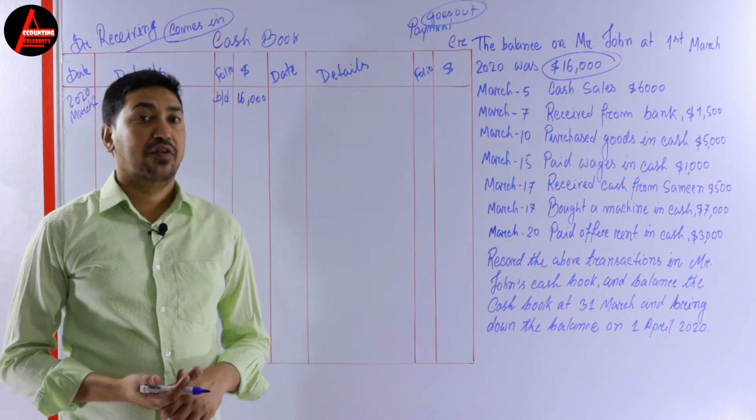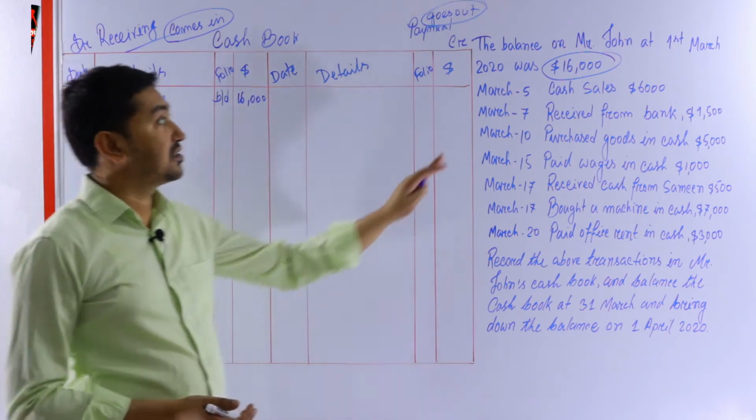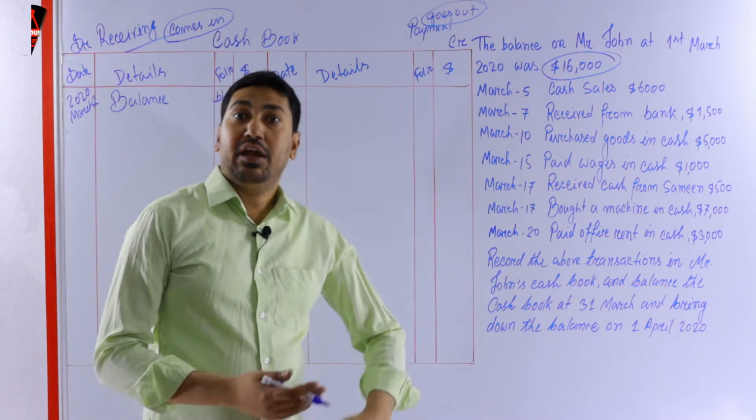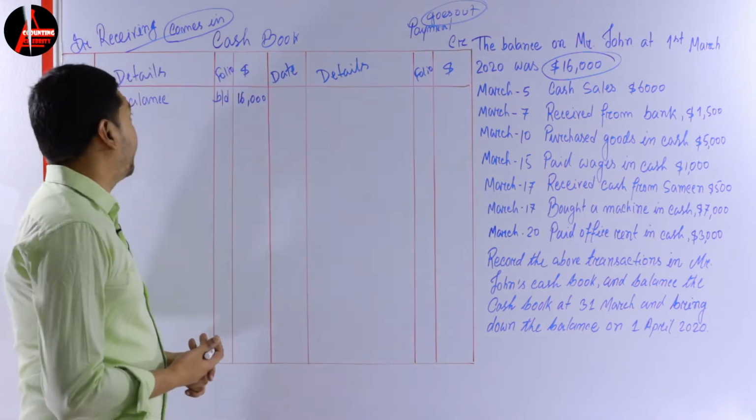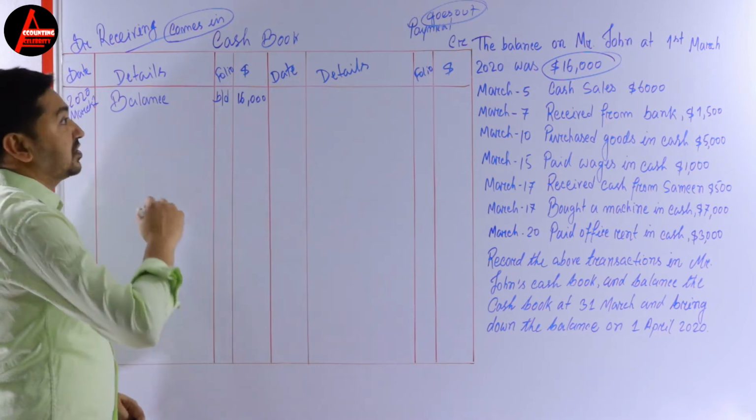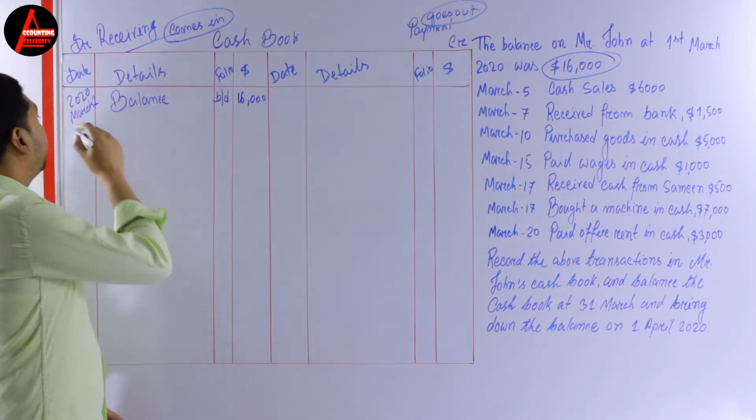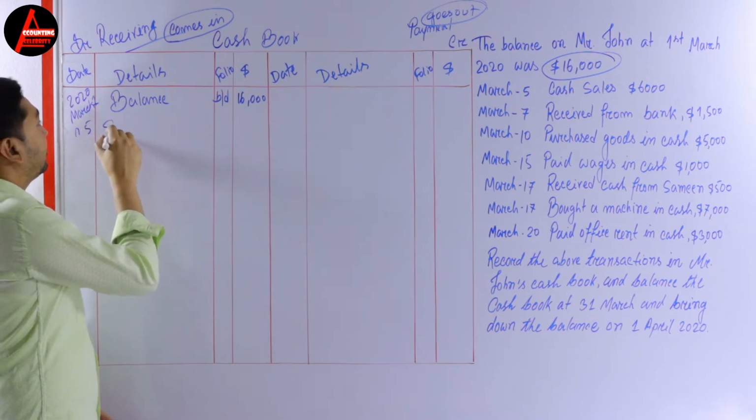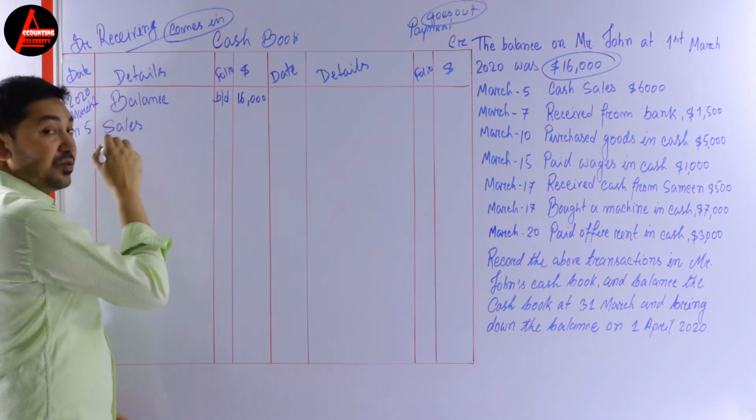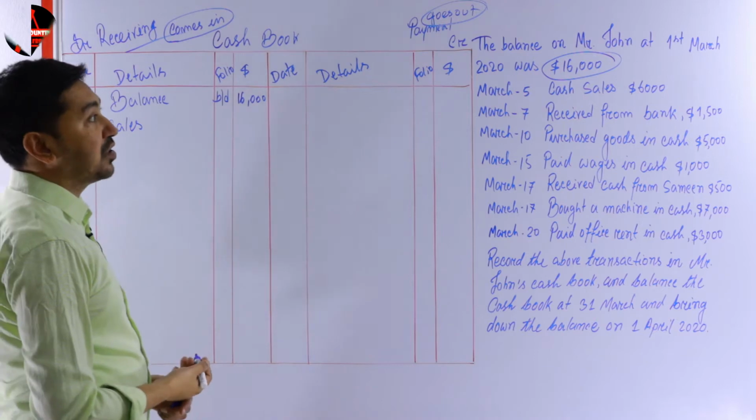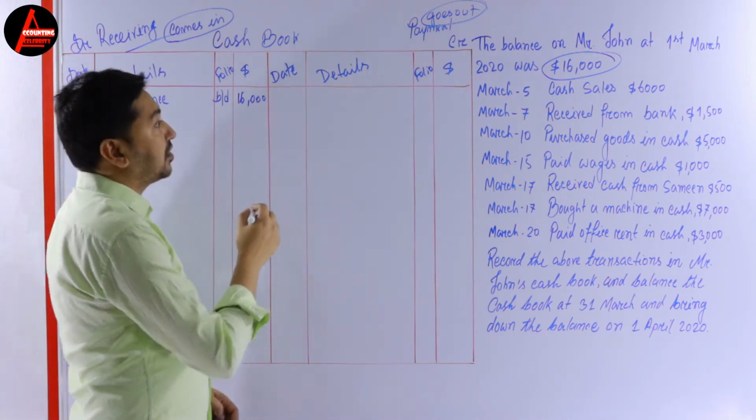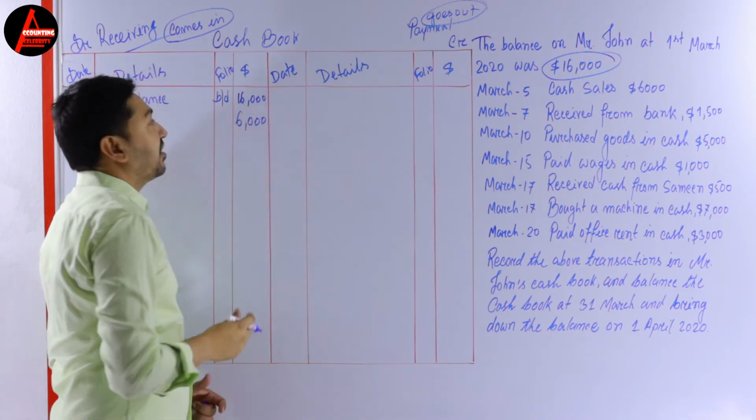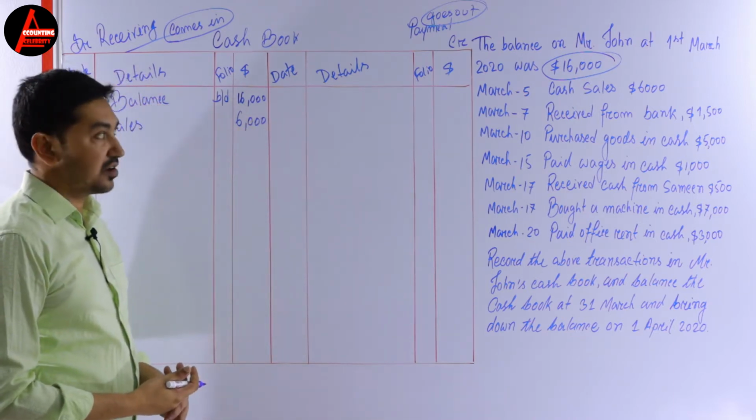Okay, very good. Now see here, sales. When you make sales, that means you receive money. You receive cash. So what is the date here? March 5. So it is your sales in the details column. And how much is it? You received $6,000. So write this value here in the dollar column.